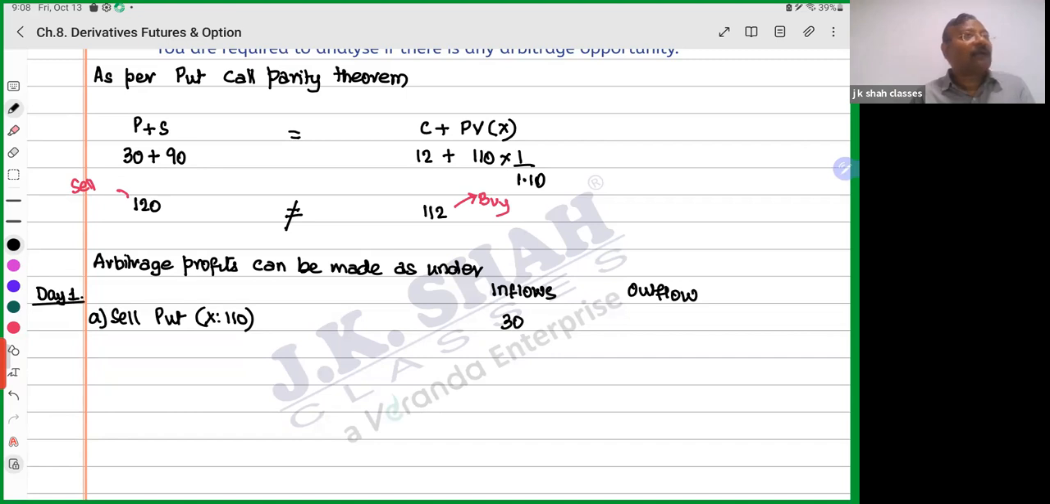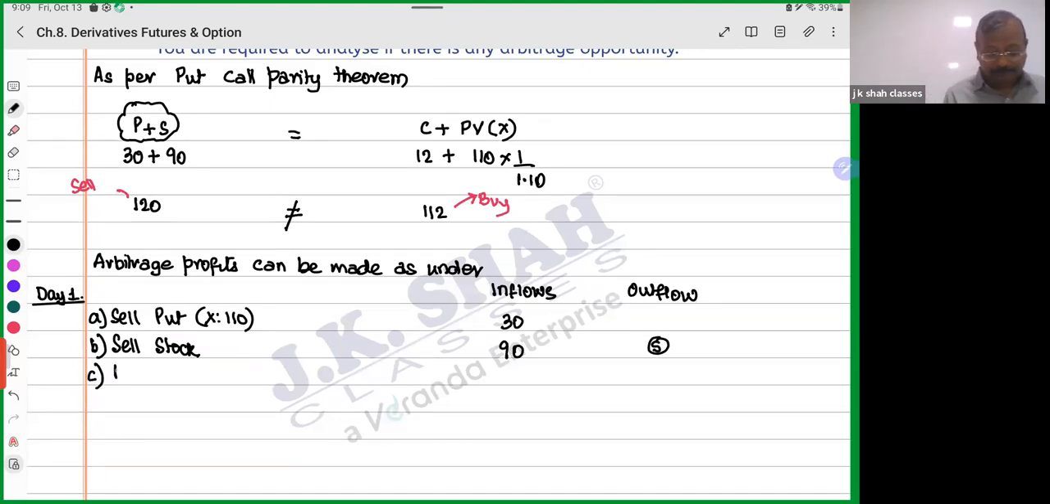One minute. You are going to sell this portfolio, right? Sell the stock. You're going to sell the stock. Boss, you're going to sell this portfolio. Right? So which means stock goes out and what will come in? Money will come in. How much? 90. That's the stock price. Achha. Next, what will you do?